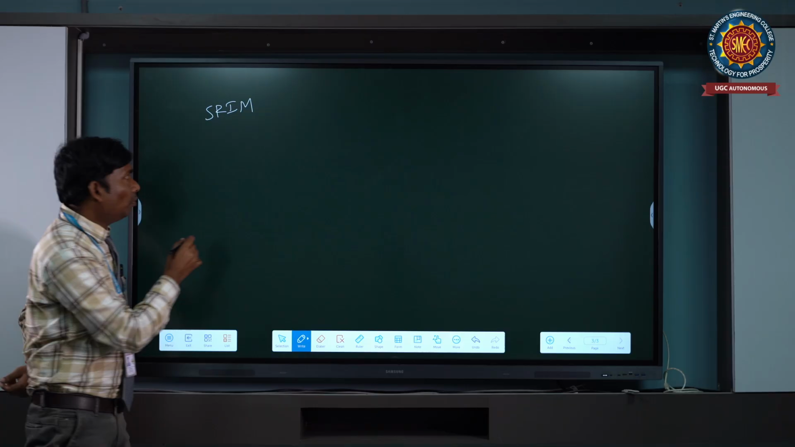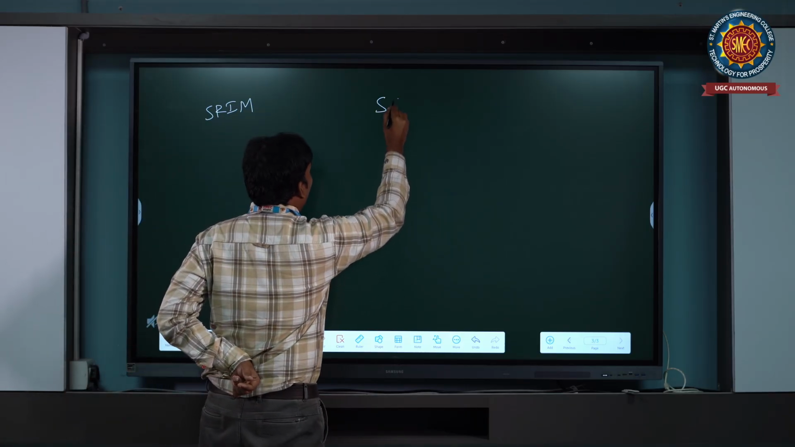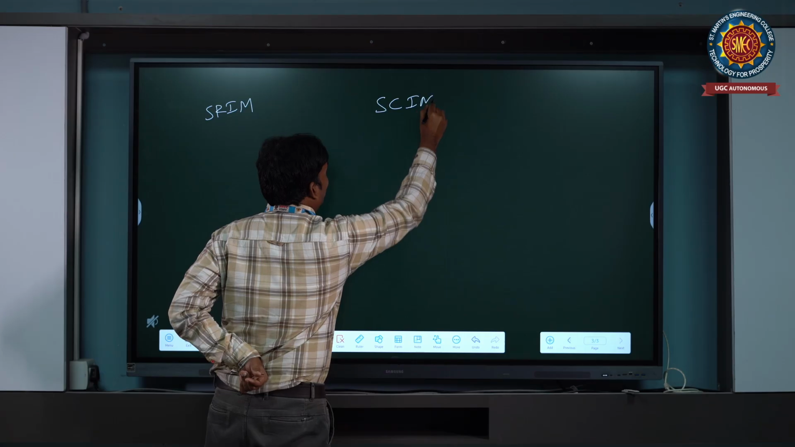This is a slip ring induction motor. Here is a squirrel cage induction motor.